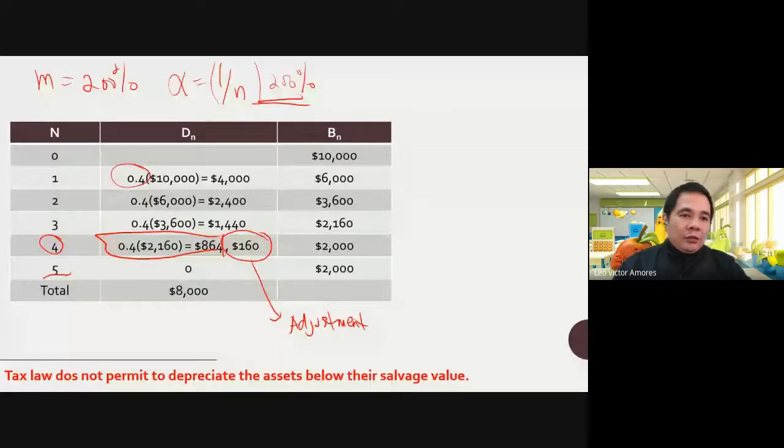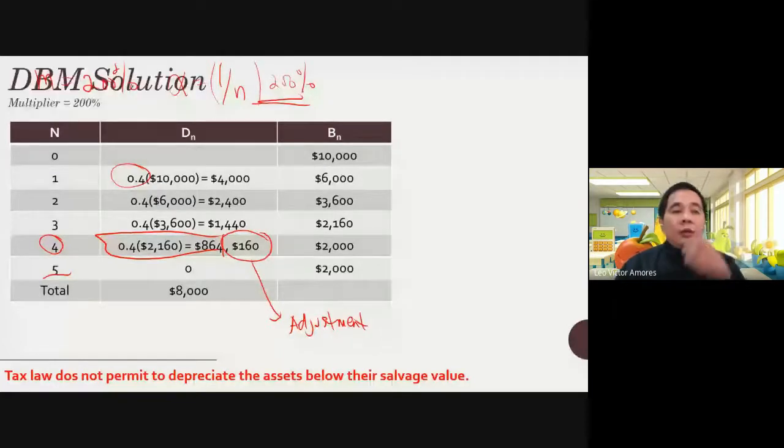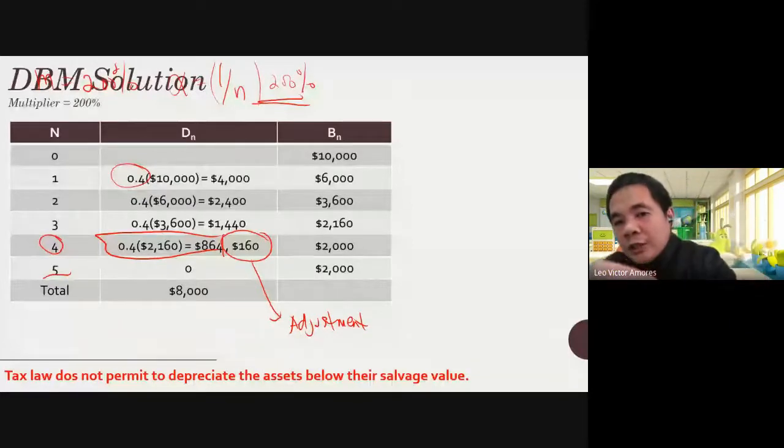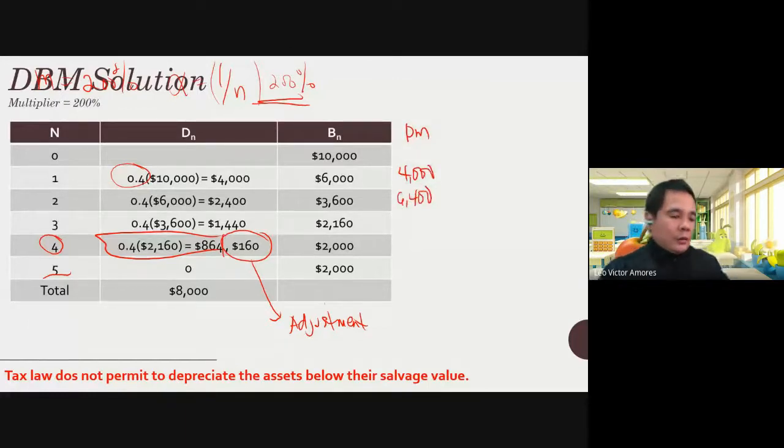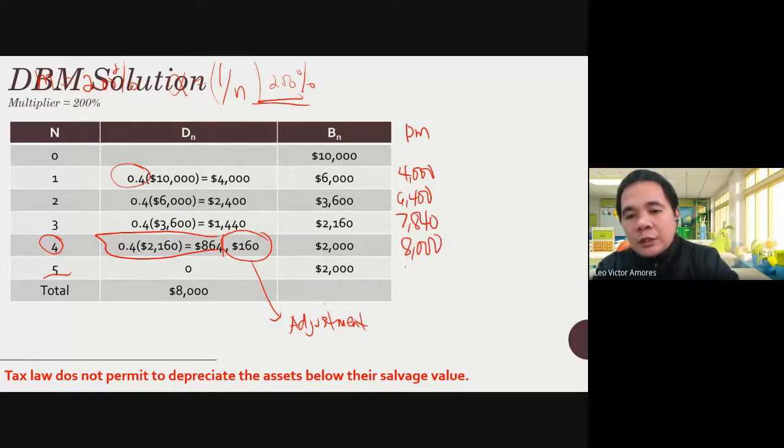Okay? Any question with regards to DDB or the double declining balance method? So I'll compute first the DM, or the depreciation. This is 4,000. This is 6,400. That is 64 plus 1,440, 7,840. This is 8,000. And this is 8,000. So you have no depreciation on the fifth year.